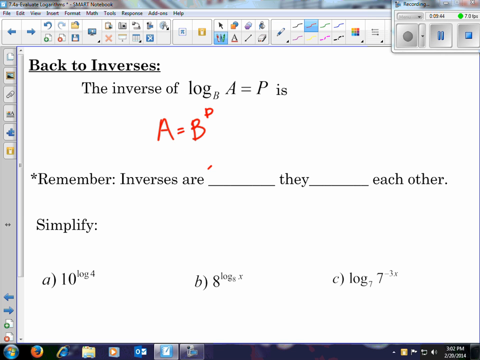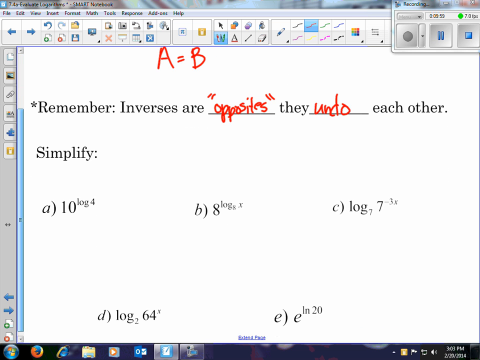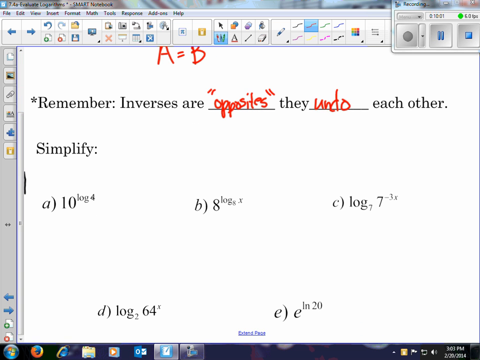Now, inverses are opposites, so they undo each other. So I can use this to figure out how to undo all of these problems. Now, pay attention to the first one very, very closely. So I don't have a base here. So I have my imaginary base 10, which is like what I showed you on the last page.